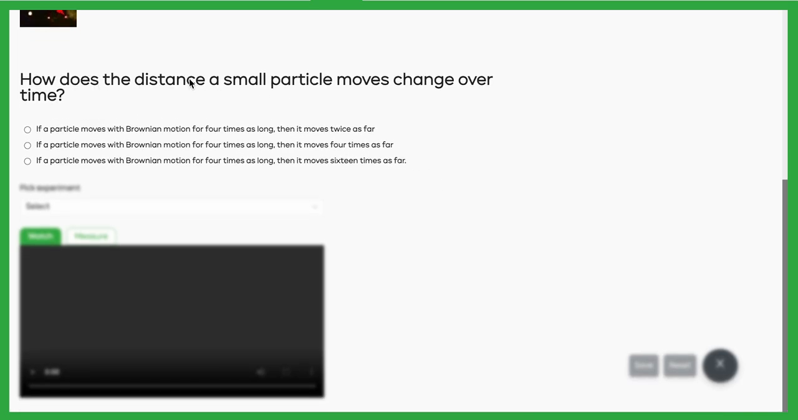Okay, so how does the distance a small particle moves change over time? Does it move more as more time goes on? Does it move less as time goes on? Or does it move the same as time goes on? Basically, we're going to try to compare that.